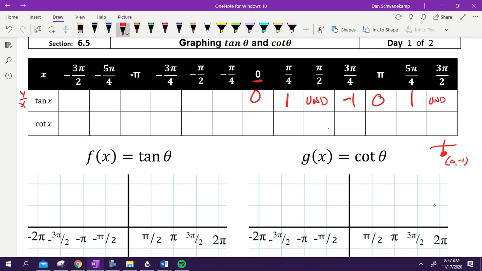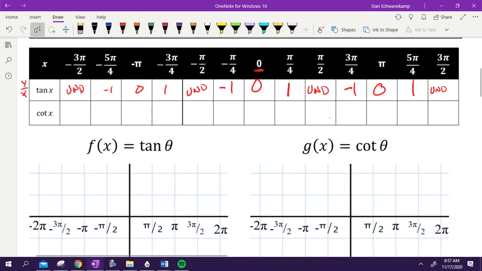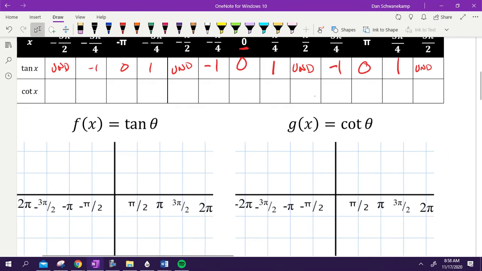Hopefully you can see a pattern that is happening here. 0, 1, undefined. -1, 0, 1, undefined. And so if we just continued that pattern out here, it's going to look like this. If you don't believe me, you could have kept going, but it's just that. It goes back and forth. Undefined, -1, 0, 1, undefined. -1, 0, 1, undefined, and so on. Questions to that point?